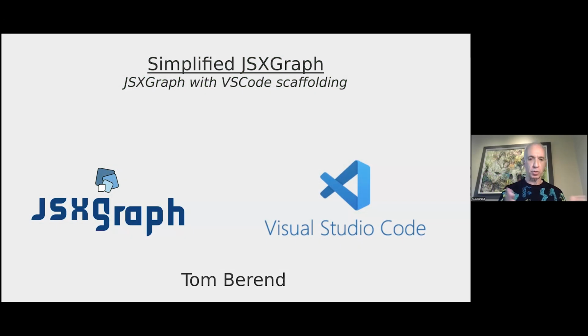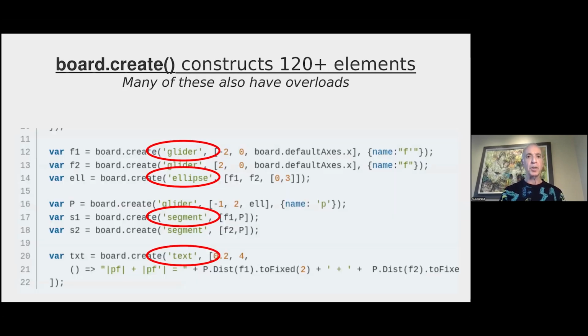I want to talk about our favorite tool, JSXGraph. The challenge I had was how to make it usable in Visual Studio. The problem is that JSXGraph has these 120 elements, and they're all overloads of the board create constructor. And we've all seen code like this. But there's really two problems with it.